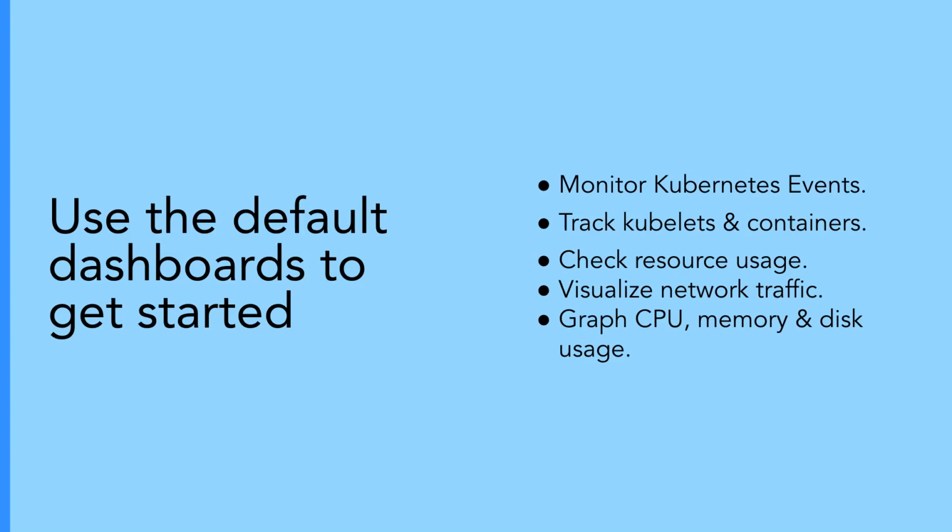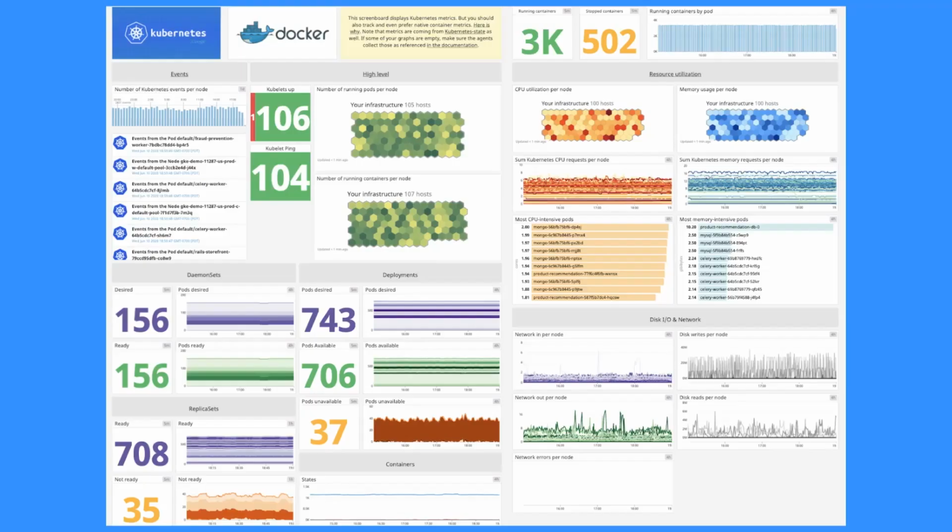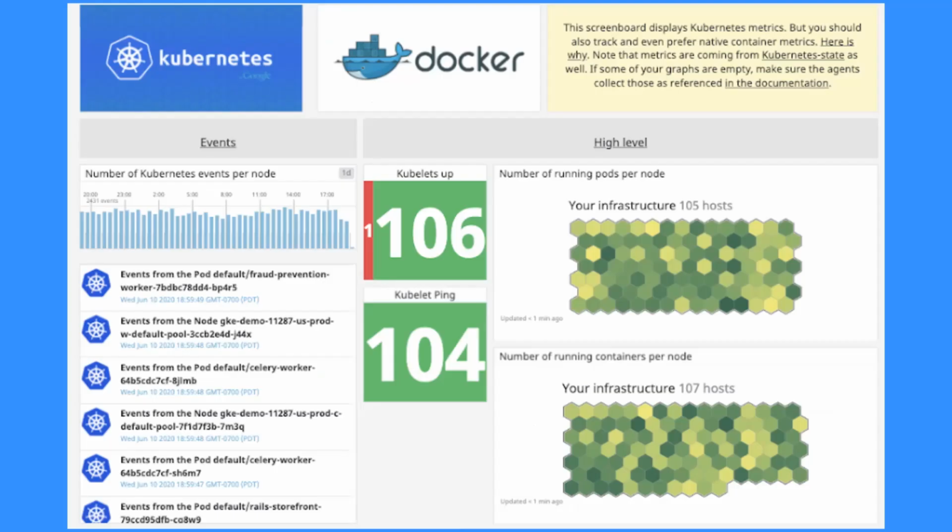As we showed earlier, you can see Kubernetes events, kubelet info, resource usage, graph network stats, dig into CPU, memory, disk, and utilization. If you've used Datadog Kubernetes monitoring before, you've probably come across this built-in dashboard. And the nice thing is it applies to AKS. So if you haven't, you're in luck. We'll do a quick tour before we dive in.